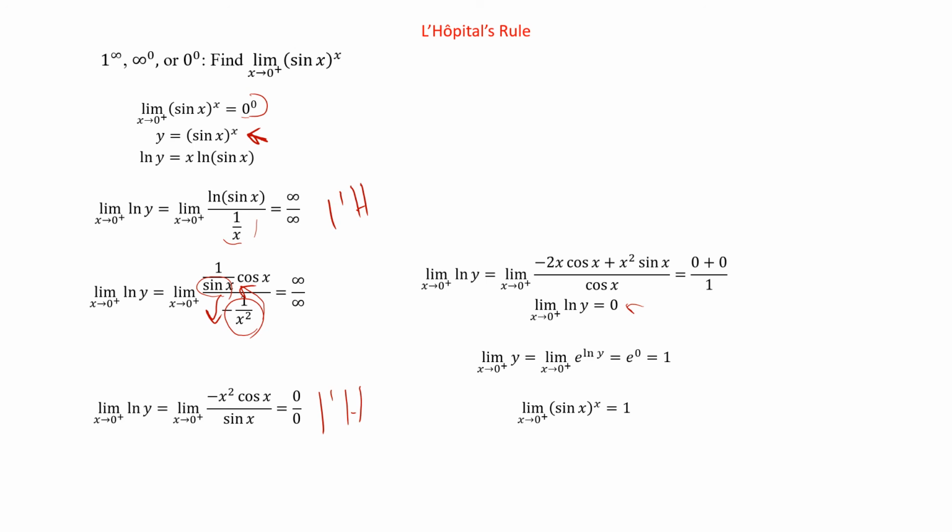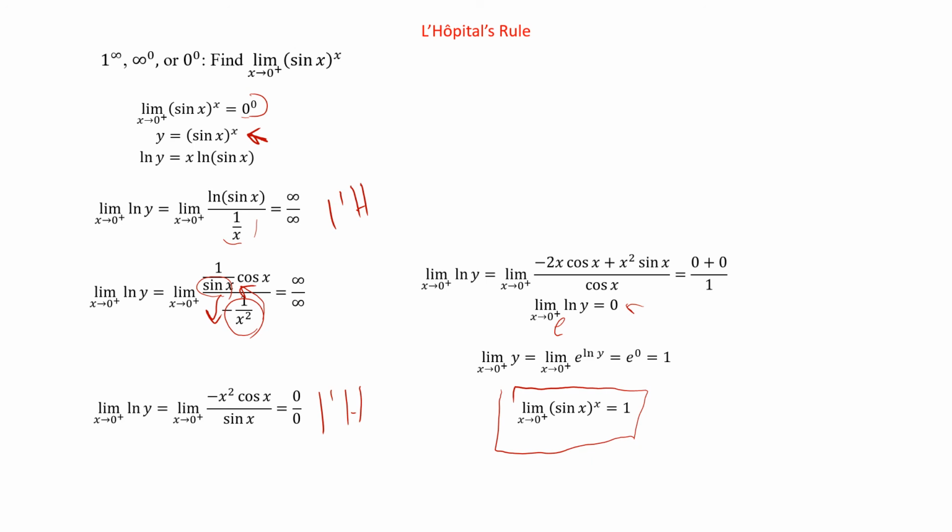We have to untransform it. So we want just the limit as x goes to 0 of y, which means we'd go e to a power. e to the power of the natural log of y equals y. e to the 0, which was what the limit was, equals 1. So our original limit as x goes to 0 of sine of x to the x equals 1.